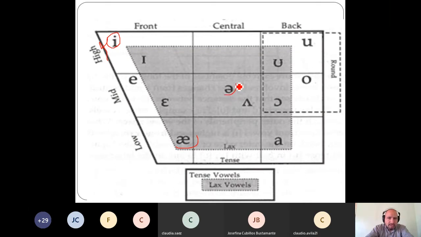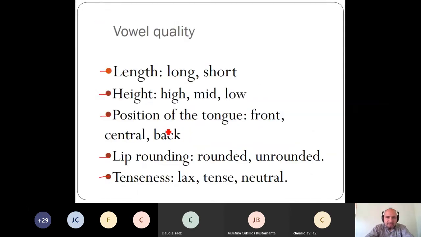Which is the schwa here, is a mid sound. And a is a low sound. Okay? So in terms of height, we can describe vowel sounds using these three words. A vowel sound could be high, could be mid or low in terms of height. Okay, height. The other concept is the position of the tongue. When we refer to the position of the tongue, we can say that a vowel sound is front, central, or back. Front, central, or back.